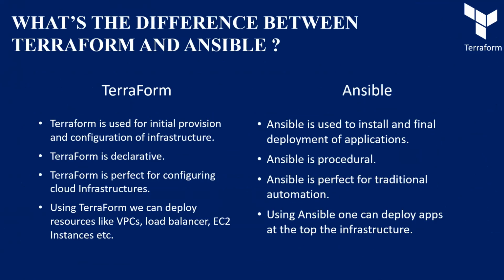Next, we will learn about the difference between Terraform and Ansible. So Terraform is used for initial provisioning and configuration of infrastructure, while Ansible is used to install and do the final deployment of applications. Terraform is declarative, whereas Ansible is procedural or imperative. Terraform is perfect for configuring cloud infrastructure, while Ansible is perfect for traditional automation. Using Terraform, we can deploy resources like VPCs, load balancers, EC2 instances, etc. Using Ansible, one can deploy apps on top of the infrastructure.